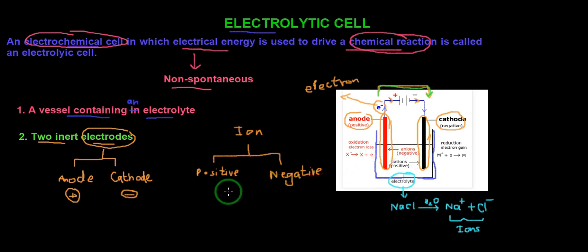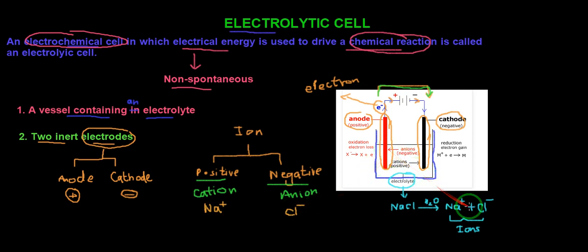Now what do you mean by cation? An ion having positive charge is known as a cation, and an ion having negative charge is known as an anion. For example, sodium having positive charge is known as a cation, while chloride ion having negative charge is known as an anion.